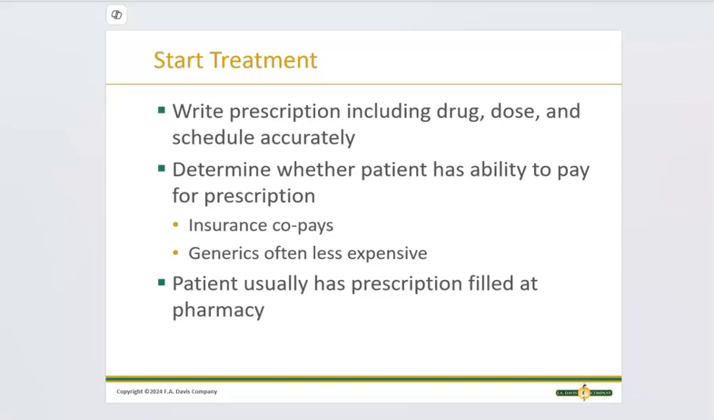When you are starting the treatment, you are going to write the prescription, including the drug, the dose, and the schedule accurately. You're going to have to figure out, can the patient pay for the drug? Do they have insurance? Do they not? Is it available generic? And then work with your pharmacy to get the prescription filled.